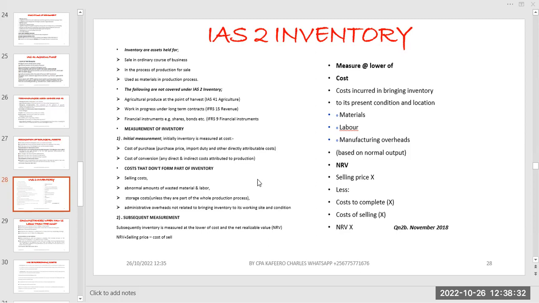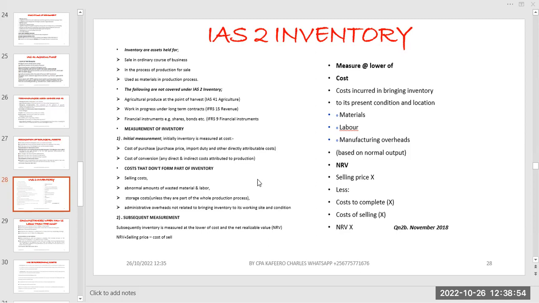In the last video, we talked about IAS 41, that was agriculture, and today we are going to look at something, as I had promised you, that is IAS 2, that is inventory.